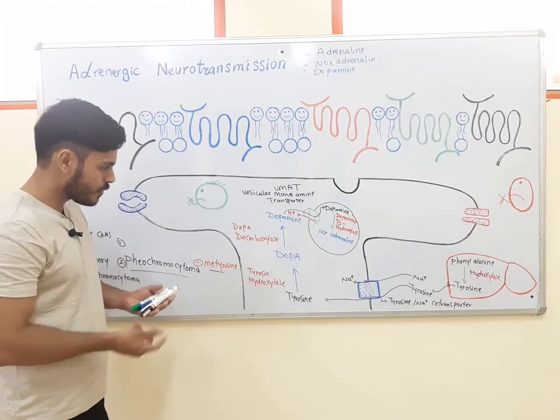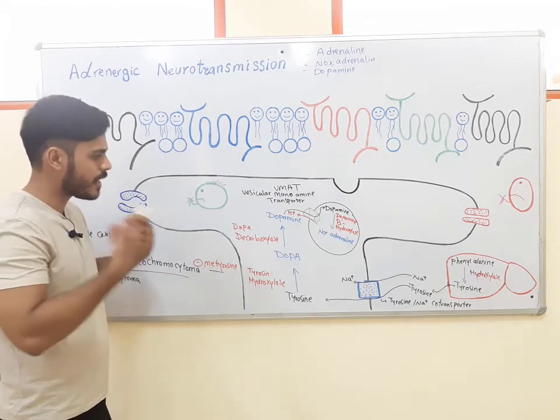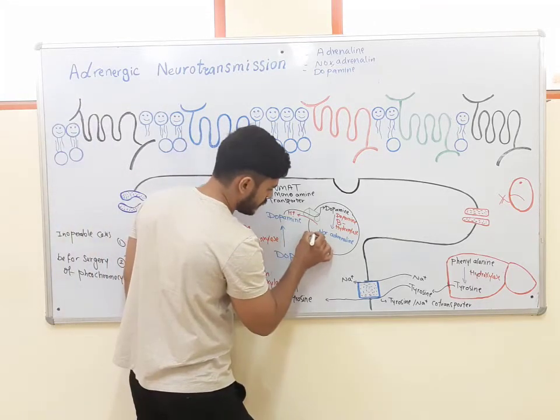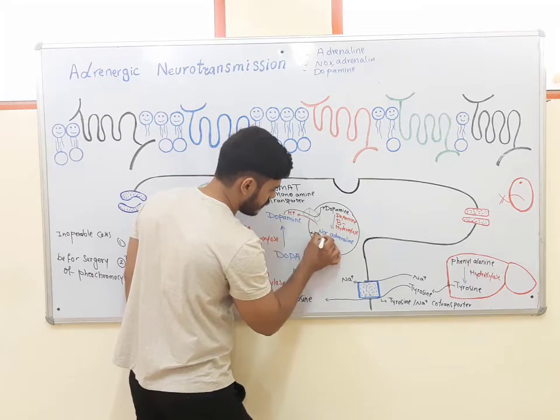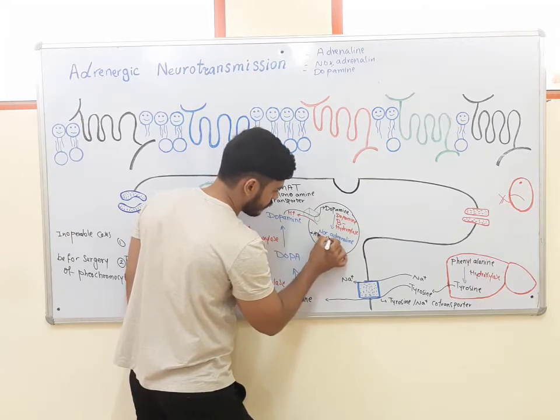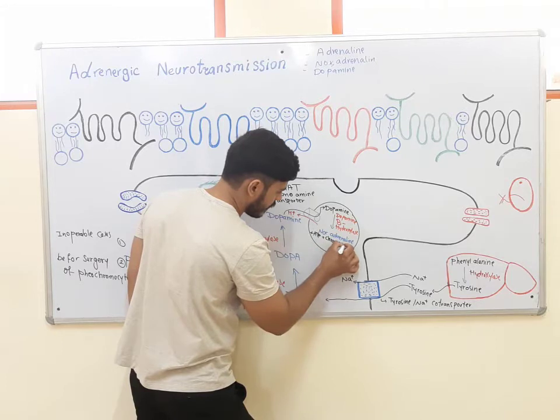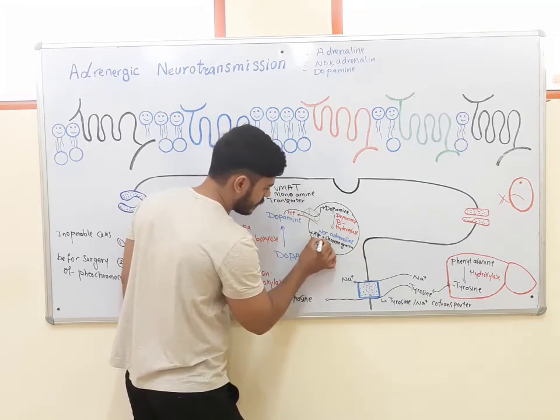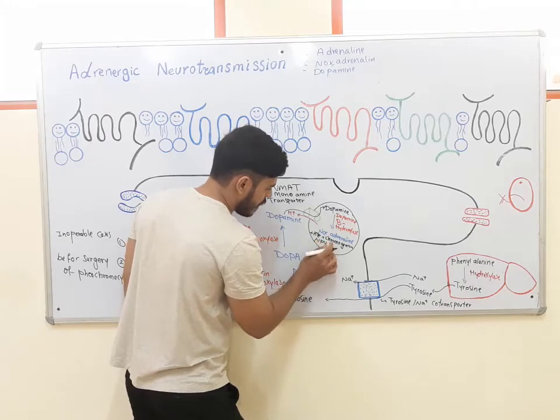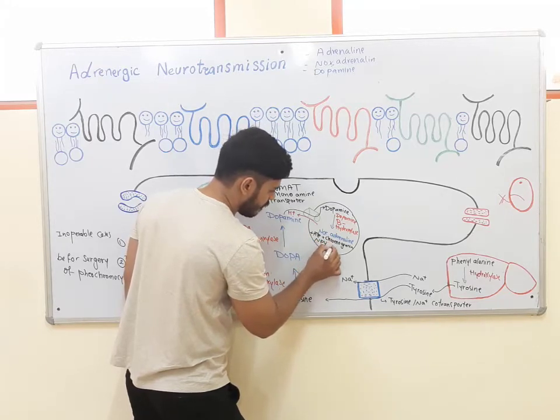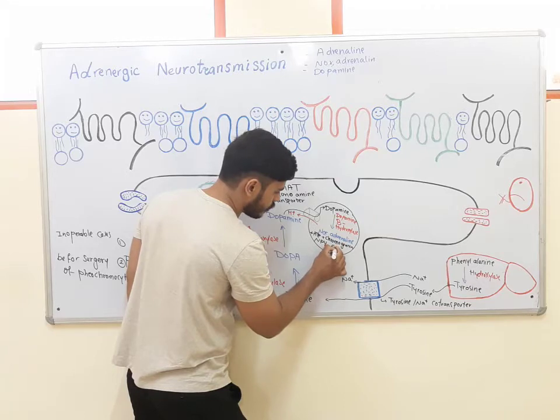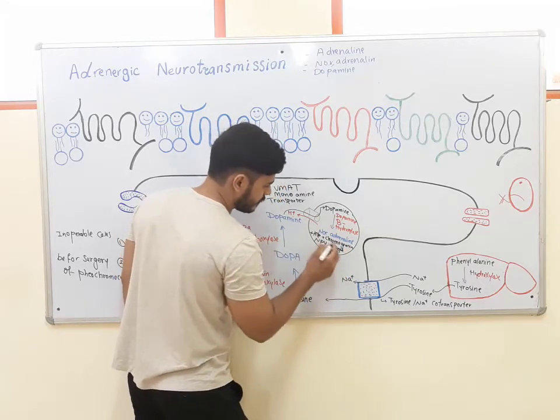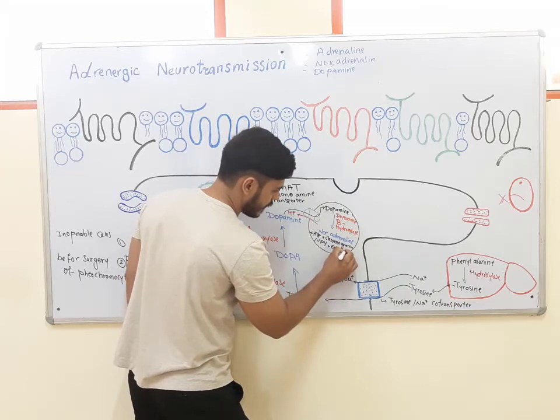Also, in addition to noradrenaline, we store some other chemicals in the vesicles. We store ATP, chromogranin, neuropeptide Y, and also enkephalin. All these are co-transmitters which we store in the vesicles with noradrenaline.